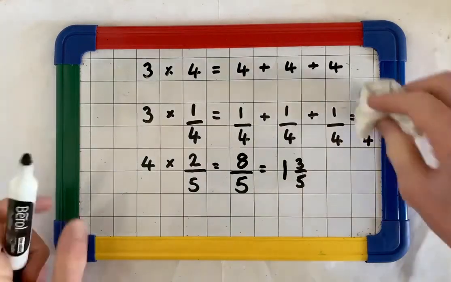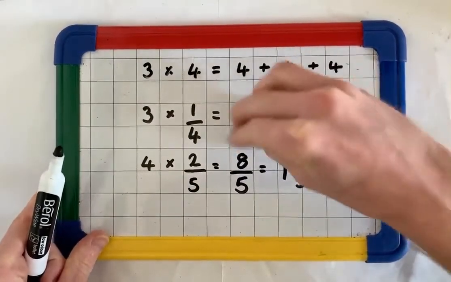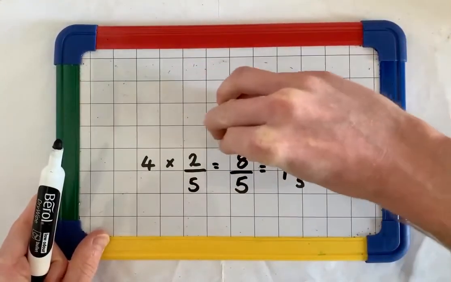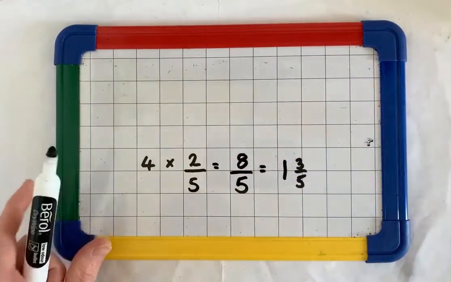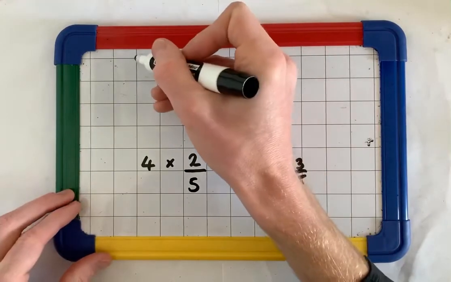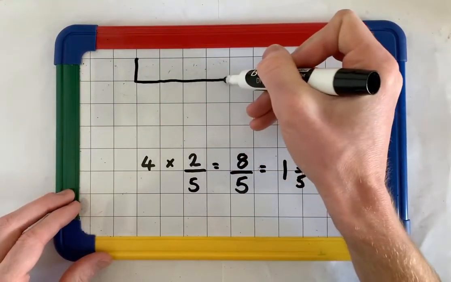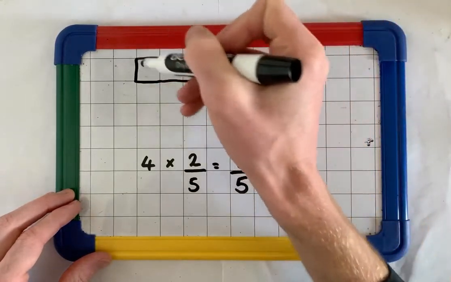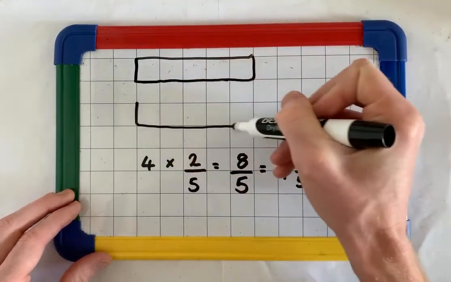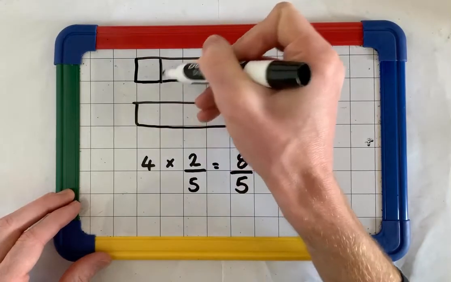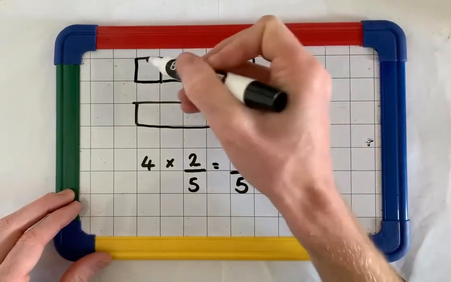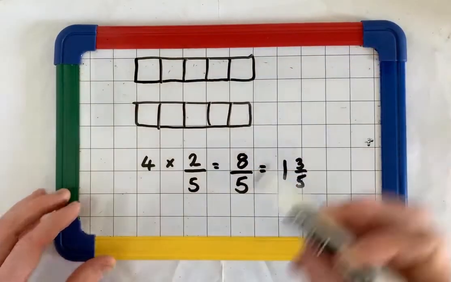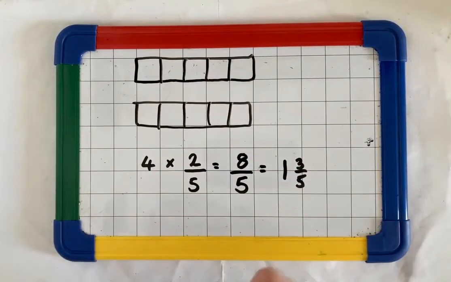We can see that using our bars. Also, let's just draw some bars to show this. So we've got 1, 2, 3, 4, 5. So if we've got our wholes, we split them into 5 equal parts. 1, 2, 3, 4, 5. 1, 2, 3, 4, 5.